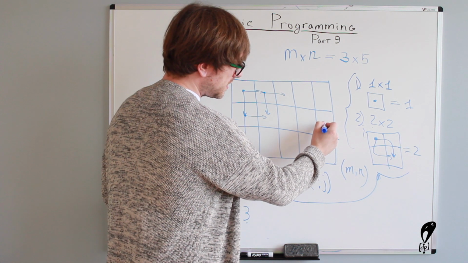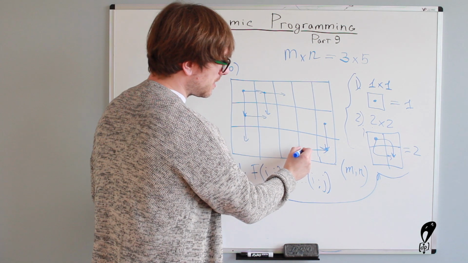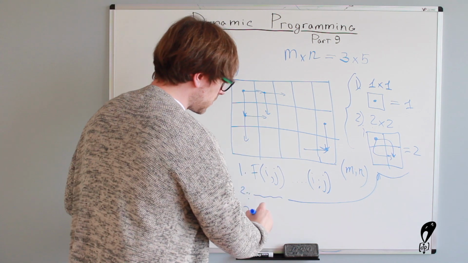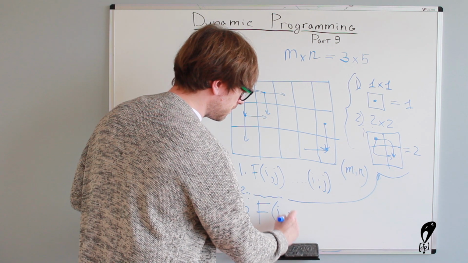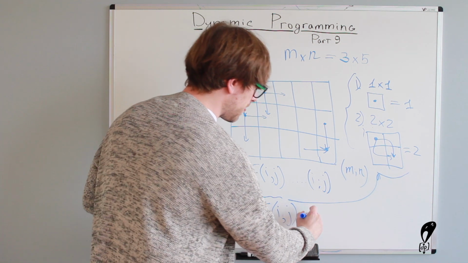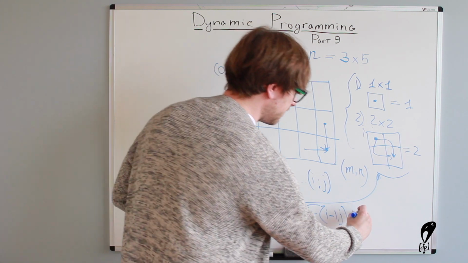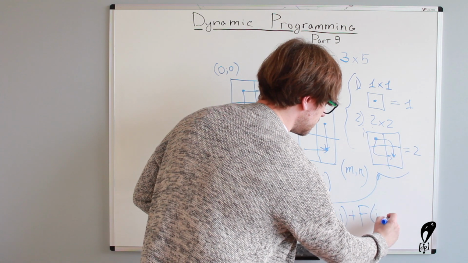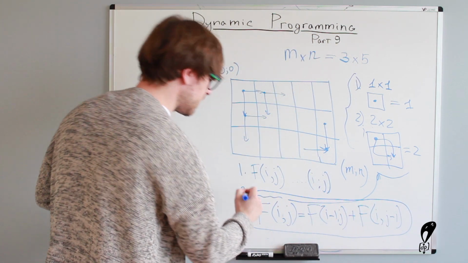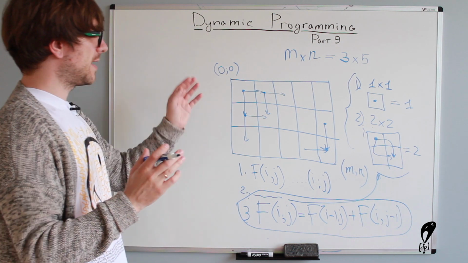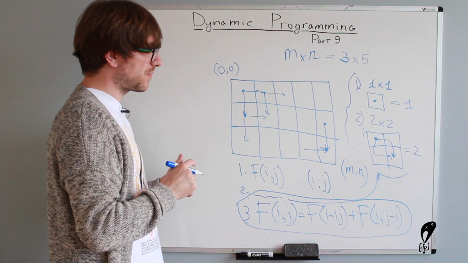So what's the coordinate of this cell? This one is i minus 1, j, and that one is i, j minus 1, right? So the transition function to this problem is f of i, j equals f of i minus 1, j plus f of i, j minus 1. And that's pretty much it. This is our transition function that we can use to solve this problem for any m by n. Okay, so this is very easy to code, right? We know how to code this type of problems.